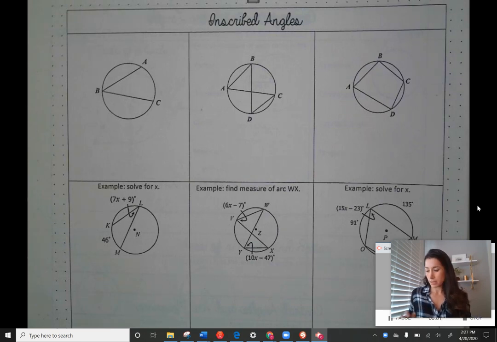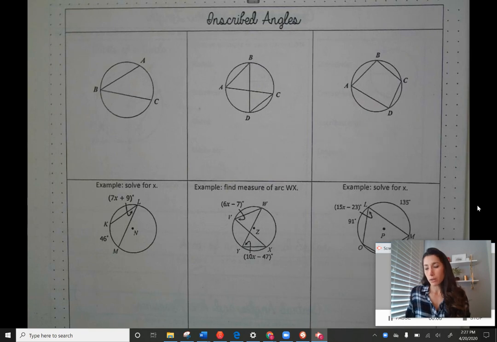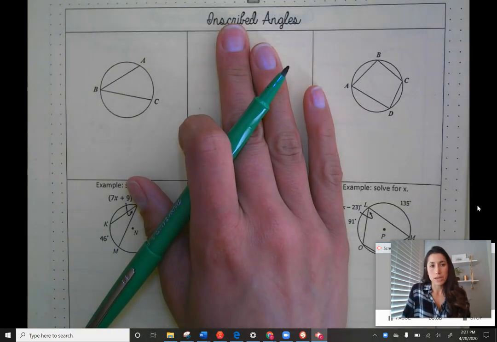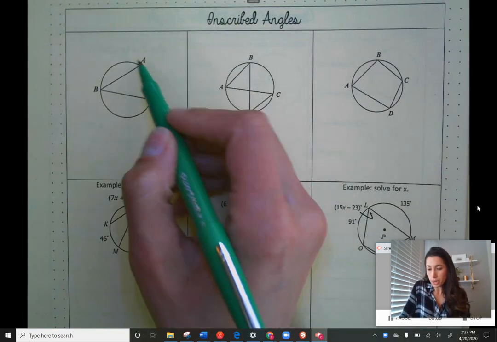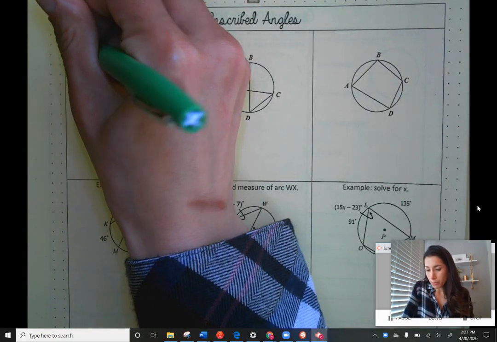Okay, in this video, we're going to be going over page 19 of your toolkit. We are looking at inscribed angles in a circle. So if you look here at this diagram, this could be an example of an inscribed angle.